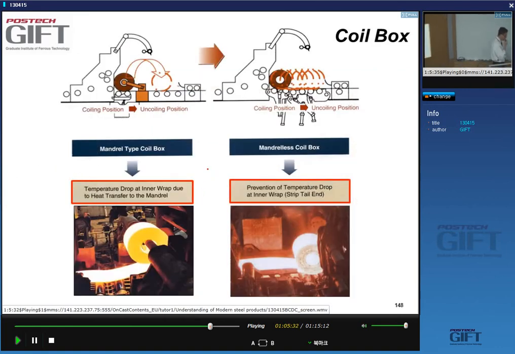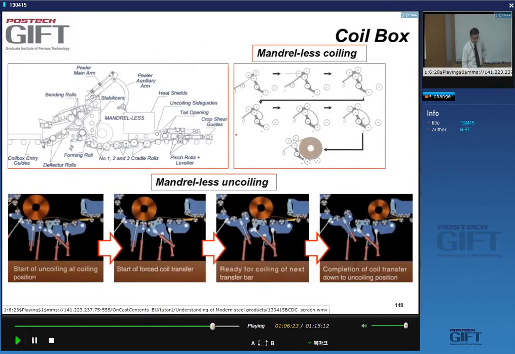In recent years there have been even better systems of coil boxes. Whenever you coil something on a mandrel, this is the mandrel here, the central axis, the mandrel will be cold, and so the part of the bar that's in contact with the mandrel will be colder as a consequence, yes. So people have developed systems where you can coil the material without a mandrel, and that gives you an even better temperature homogeneity. Mandrelless coiling, but you do need a rather complex system.